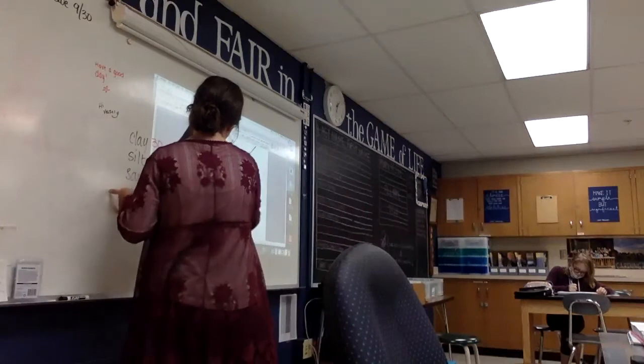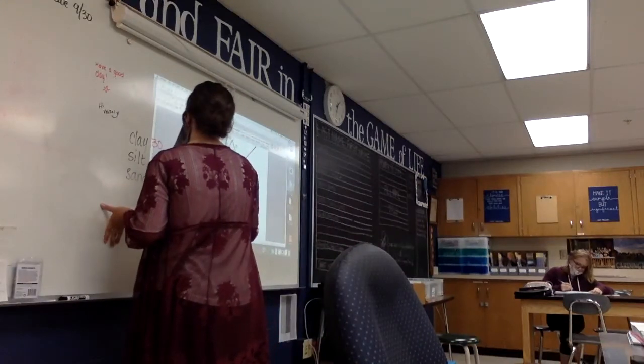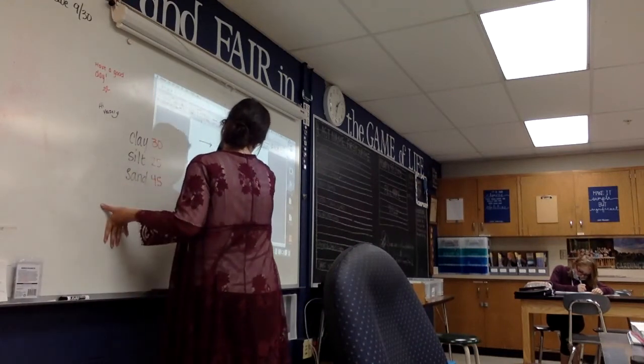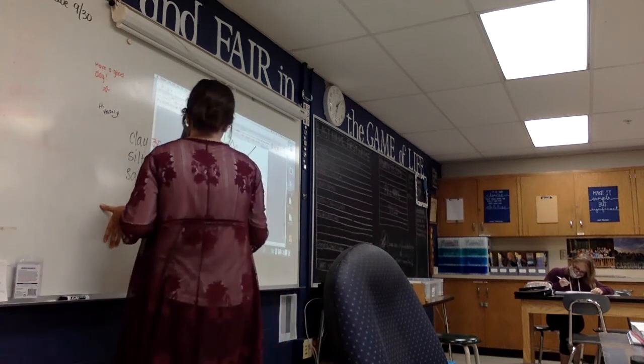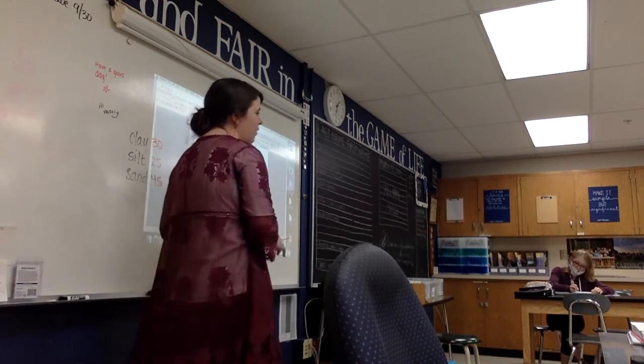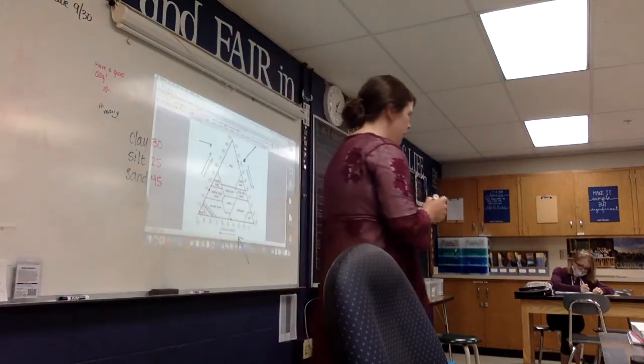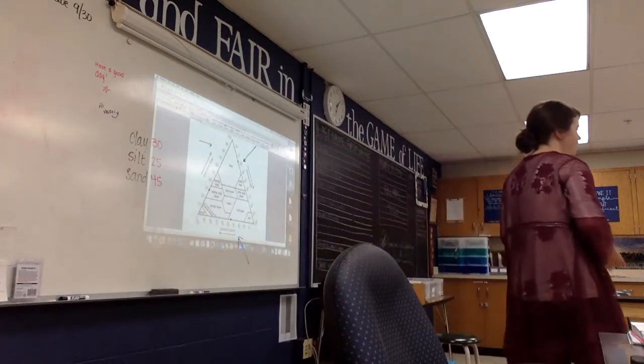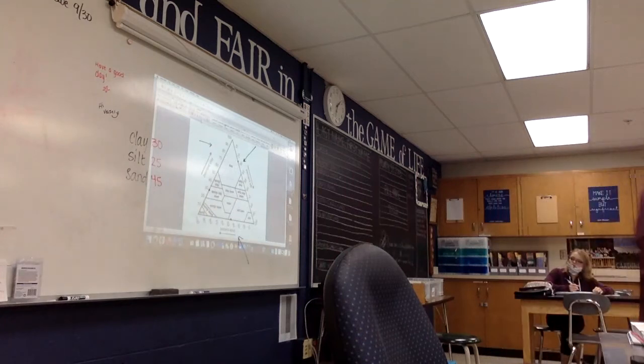So clay is 30. Silt is 25. And sand is 45. Go ahead and do that one before I do it on the board and tell me what you guys get as your soil classification.